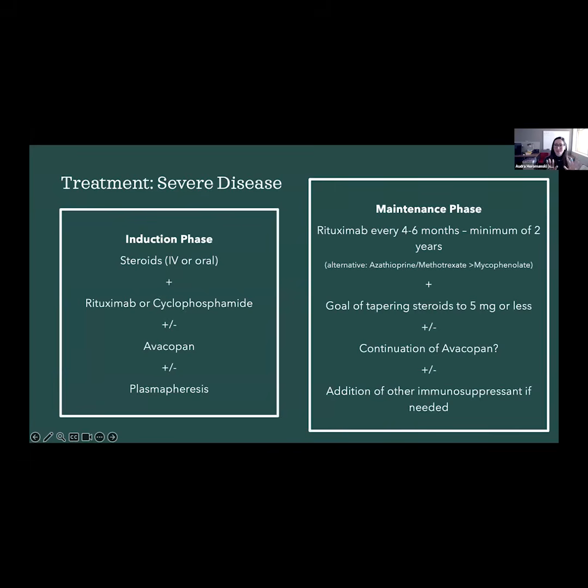So we divide the treatment of severe disease and non-severe disease into two different phases. There's an induction phase, which is the very first time that we treat a patient, and the maintenance phase. The induction phase is where we work really hard to get the disease into remission. We give people a lot more immunosuppression up front to try to really knock down the immune system and put the disease into as complete a remission as possible.